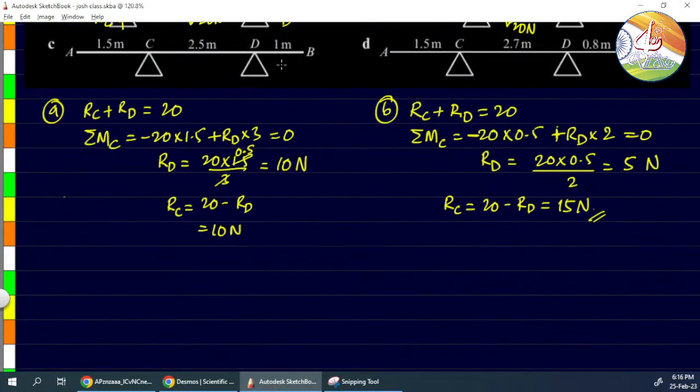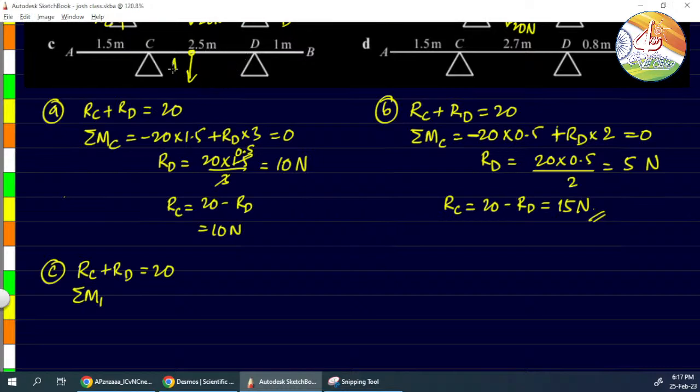So can you solve the other two? Can you do it, or do you want me to do it? Let's do one more. So this distance will be 2.5, and 2.5 minus 1 gives 1.5 here. Let's take RC plus RD, again it is 20. Now moment, let us take about D point. We can take about C point also, but for that we just need to find this length, which will be 2.5 minus 1.5, that is 1. I think that will be simpler.